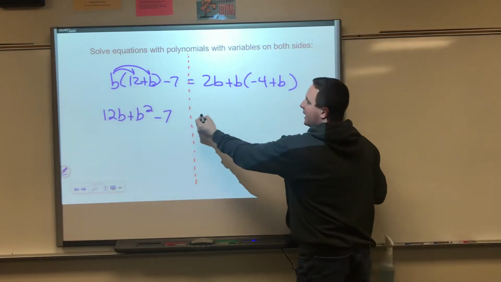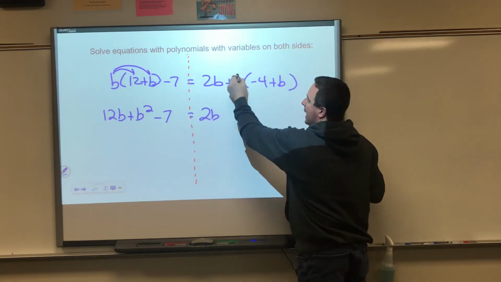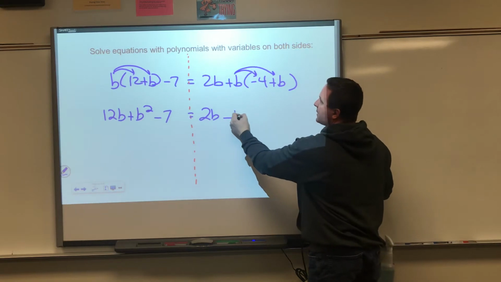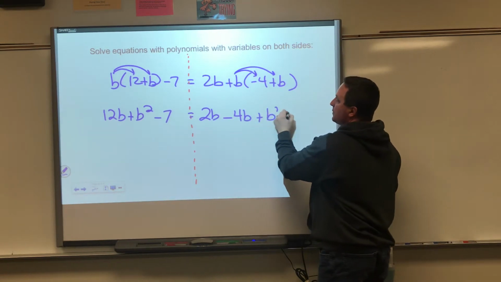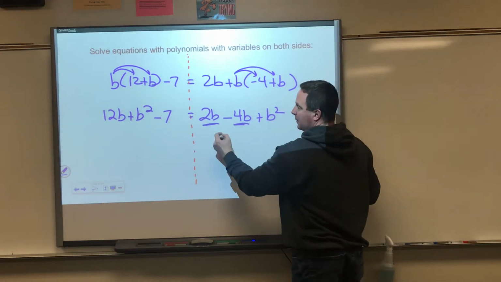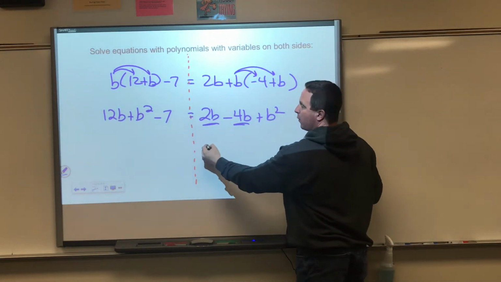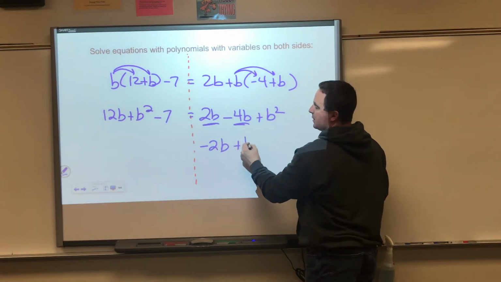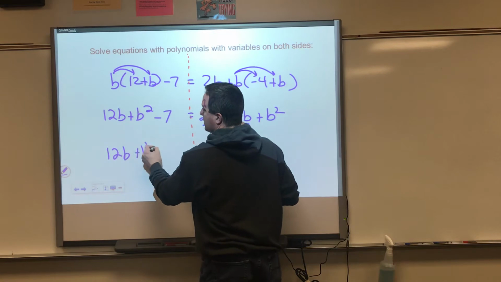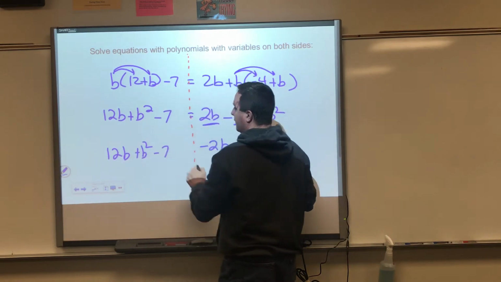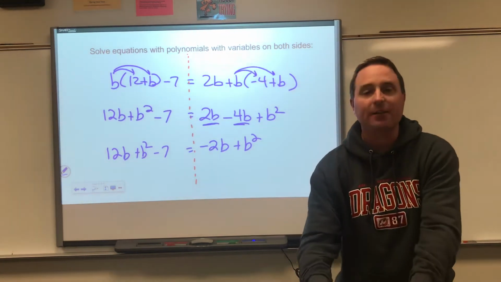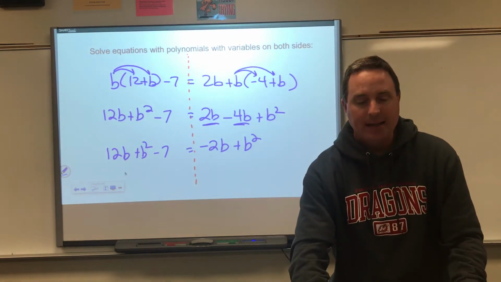But on the right-hand side over here, I can distribute this through to this parenthesis, and I get minus 4b plus b squared. On this side, though, I do have a couple like terms. Those can be combined. 2 minus 4 is negative 2b plus b squared equals 12b plus b squared minus 7. All right, so I've simplified each side individually all by itself. Okay, now what do we do?